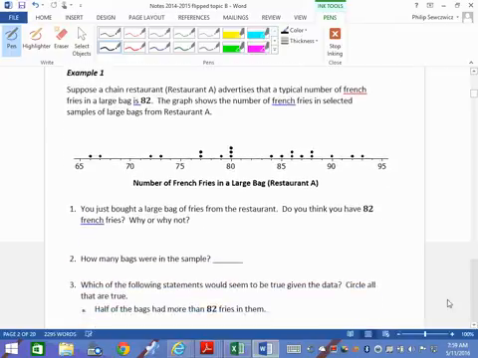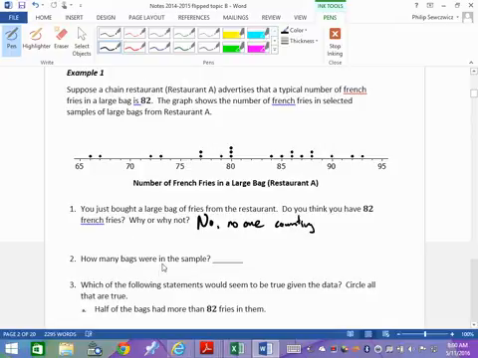Okay, so it says you just bought a large bag of fries from the restaurant. Do you think you have 82 French fries? Why or why not? You think you're going to have 82? No, you're not going to have 82. We can see that none of our samples even involve 82. And why not? Because no one's counting. What they're simply doing is making a scoop, making an approximation of it. So again, it's about that many.